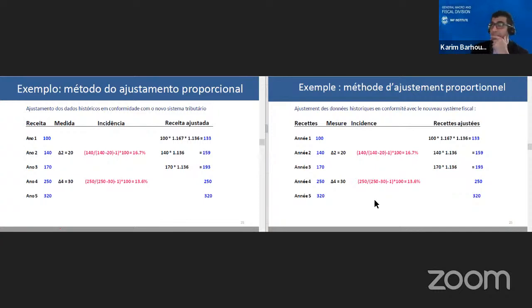So the question is, what to do to forecast tax revenue?